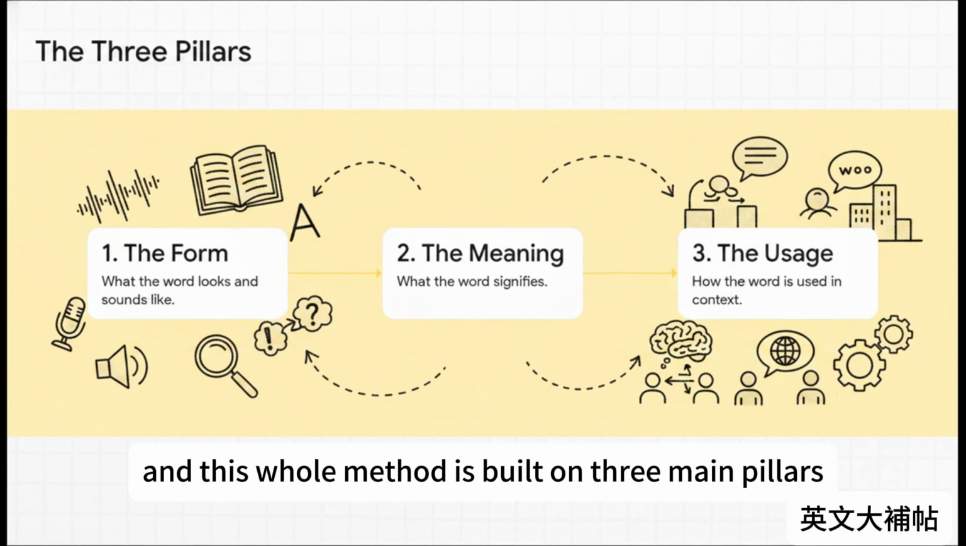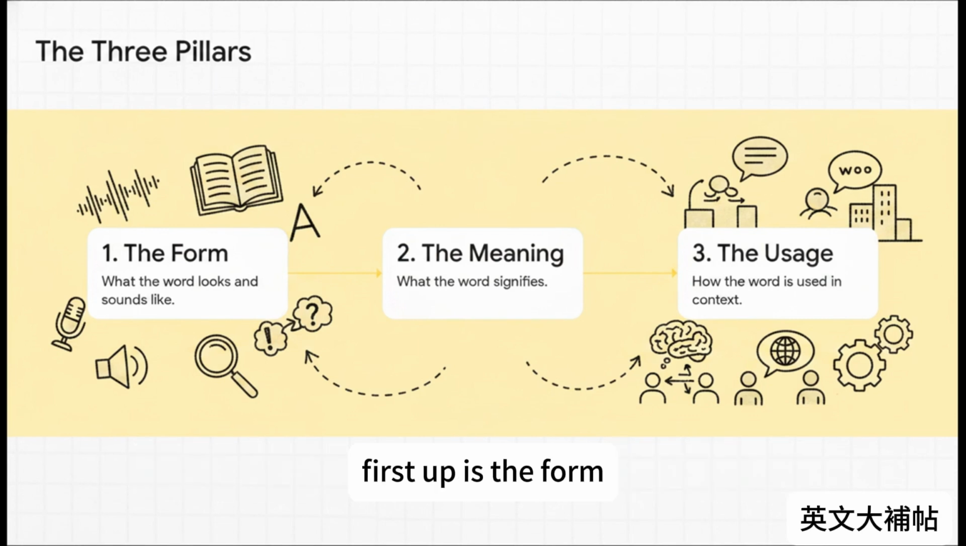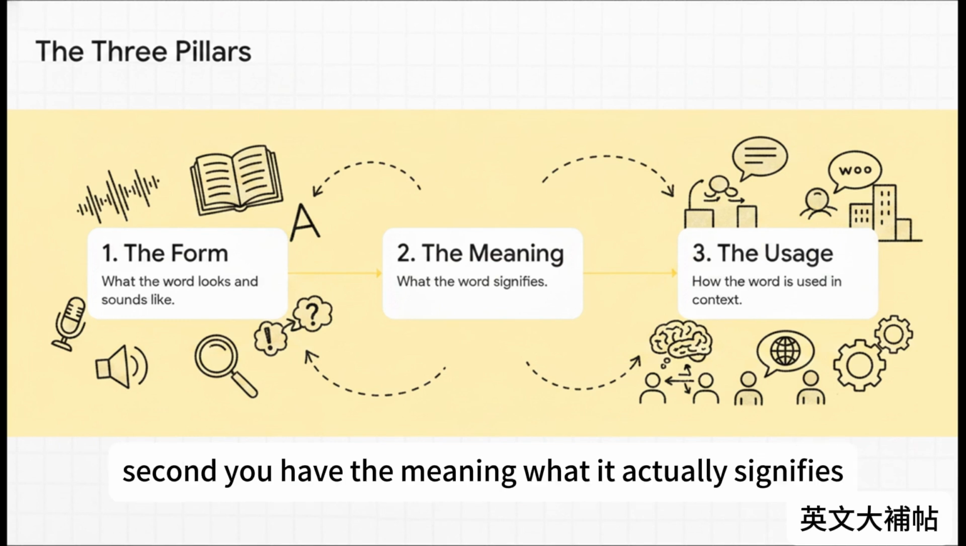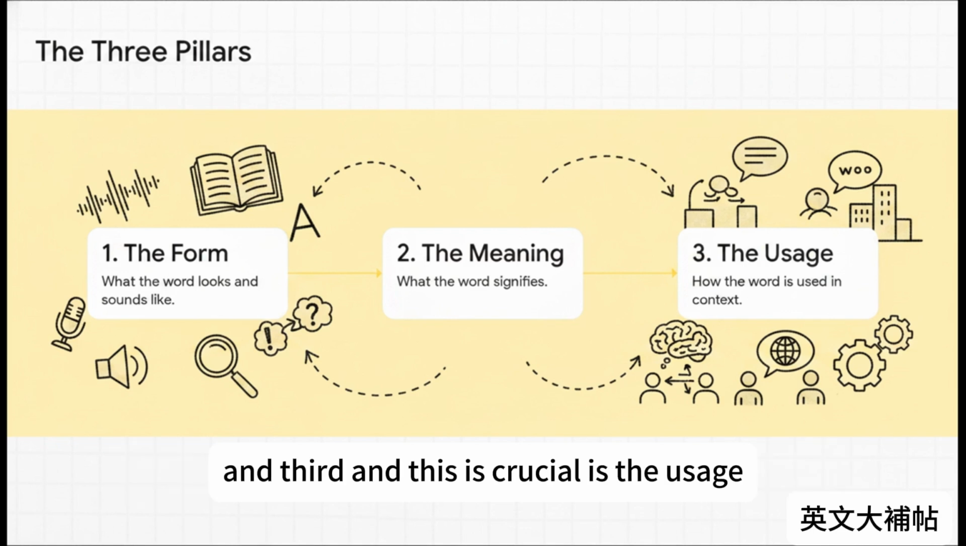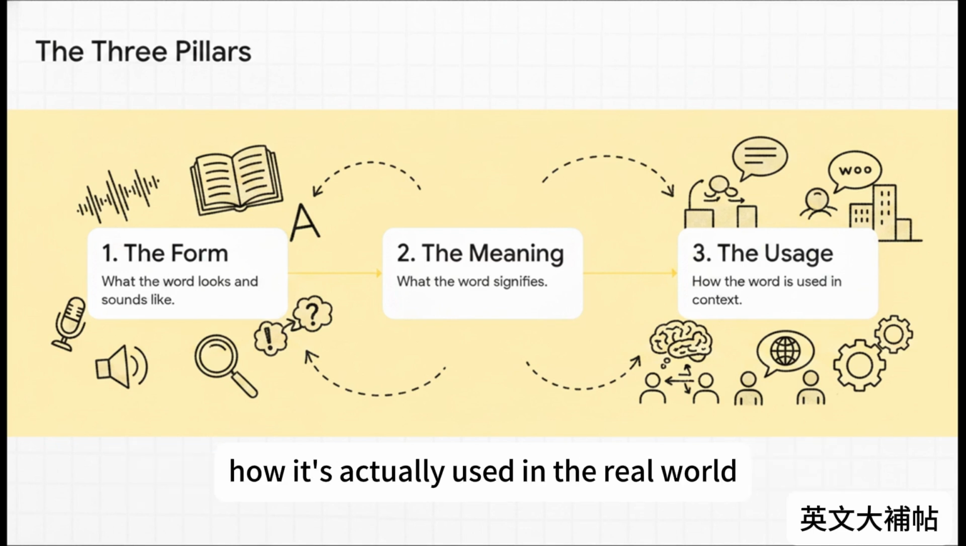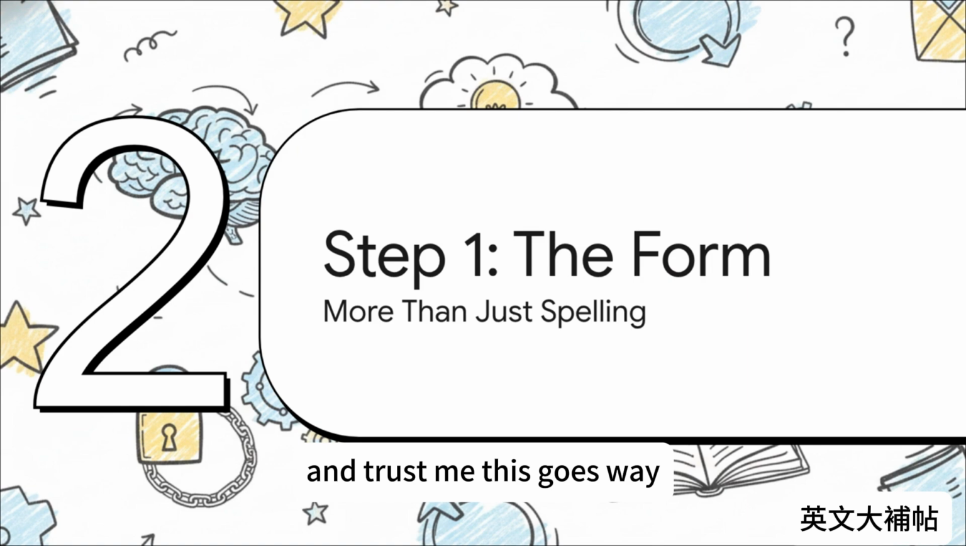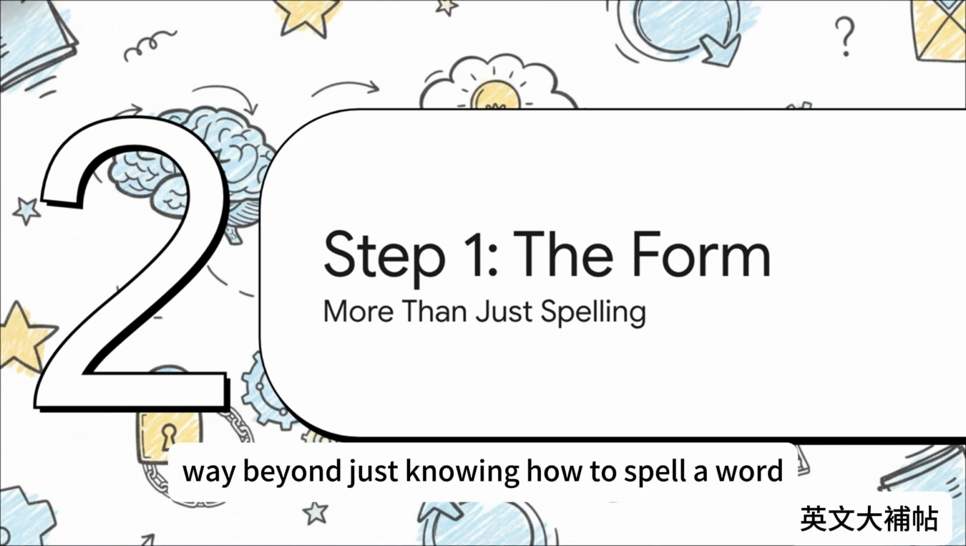And this whole method is built on 3 main pillars. First up is the form, basically what the word looks and sounds like. Second, you have the meaning, what it actually signifies. And third, and this is crucial, is the usage, how it's actually used in the real world. So let's start with that first pillar, the form. And trust me, this goes way, way beyond just knowing how to spell a word.